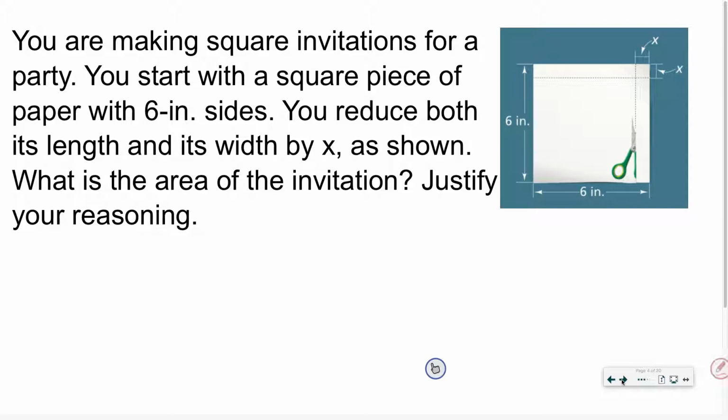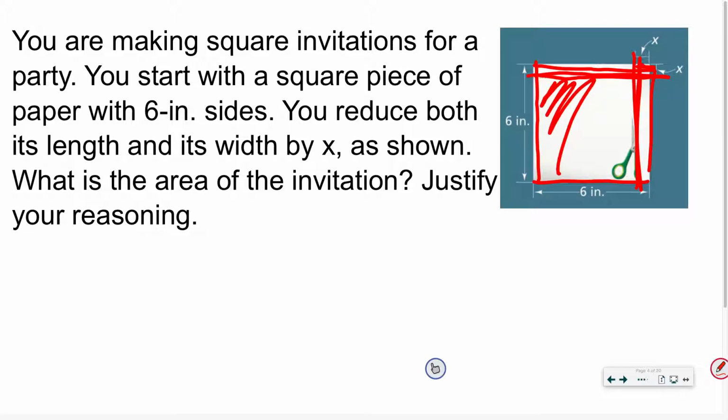So you are making square invitations for a party. You start with a square piece of paper, this white piece of paper, and it has 6-inch sides. Okay, so we see that piece of paper. You are going to cut it, and you're going to actually reduce it by x on each side. Okay? So you see I'm cutting those pieces off. And we're going to figure out what's the area of the new invitation, the smaller one, because we're going to make it a little bit smaller.